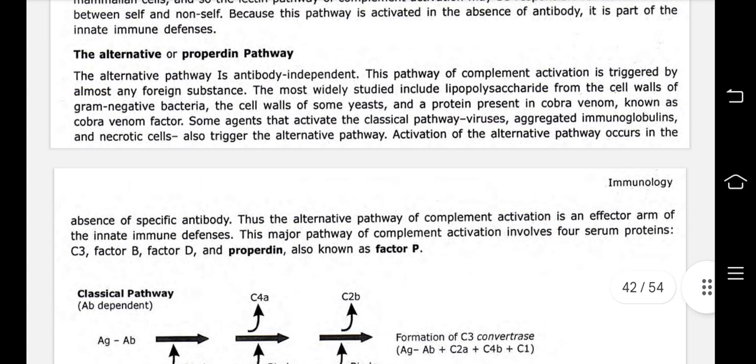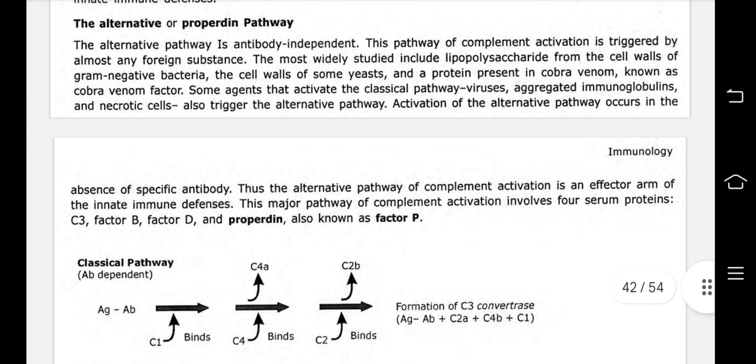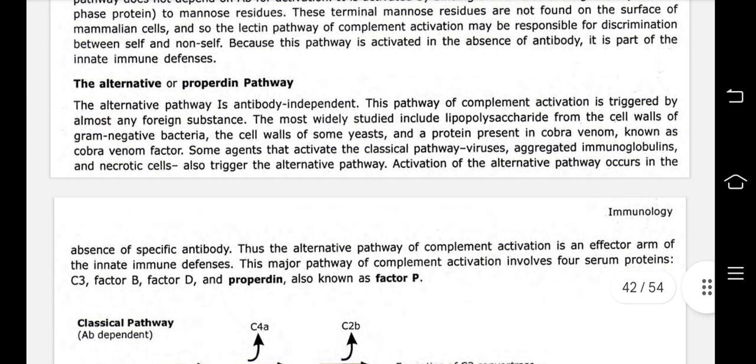Then the alternative or properdin pathway. The alternative pathway is antibody independent. This pathway of complement activation is triggered by almost any foreign substance. The most widely studied include lipopolysaccharide from the cell walls of gram-negative bacteria, the cell walls of some yeasts, and a protein present in cobra venom known as cobra venom factor.